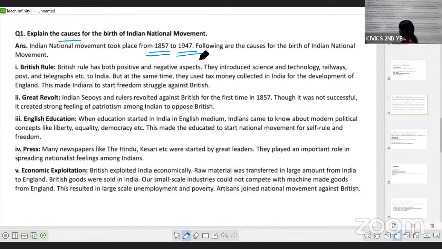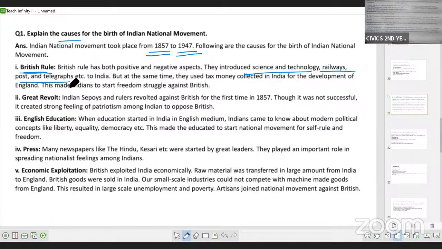The first one is British rule. If you talk about the British rule, it had both positive and negative aspects, impact we can say. It had both positive and negative impact. How can we say it was positive? Because Britishers introduced science and technology, railways, post and telegraph, etc.